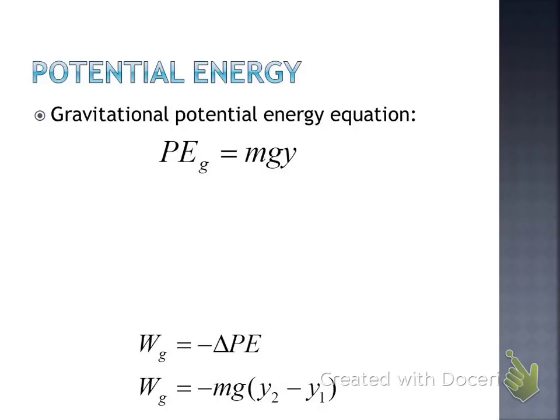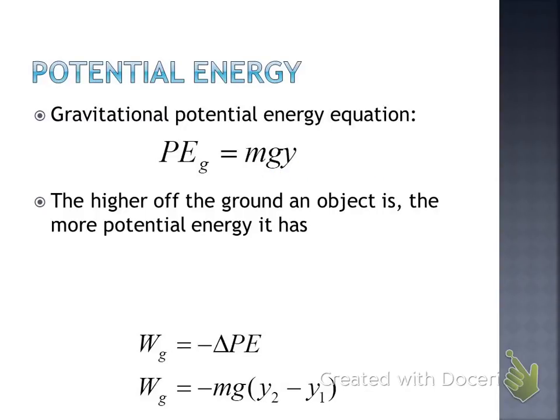So mass is here in kilograms. This is gravity, which is 9.8. And this is Y, our height, so that has to be measured in meters. This is where it gets tricky, because it's not a vector. Negative 9.8, you don't have to use it. You just use regular 9.8, unlike what we usually do. So there's our gravitational potential energy equation. That should go on your equation sheet.